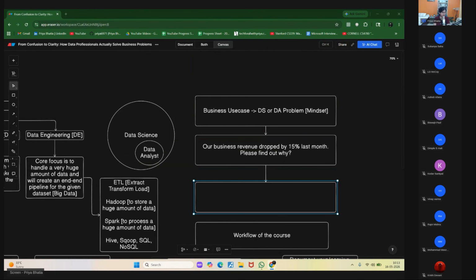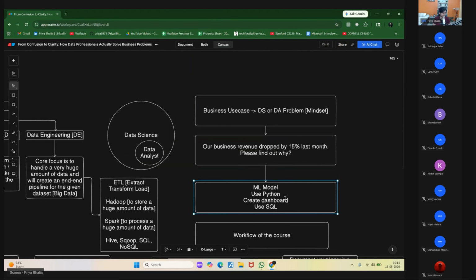Now, maybe somebody will say, I will try to create an ML model for the same, which will help me understand why this drop is happening. Somebody will say, Priya, I will use Python programming and share the insights with you. Somebody will say, Priya, I will create the dashboard for you and that will help you understand why your business revenue dropped by 15%. Somebody will say, Priya, I will use SQL to get you an intuitive idea.